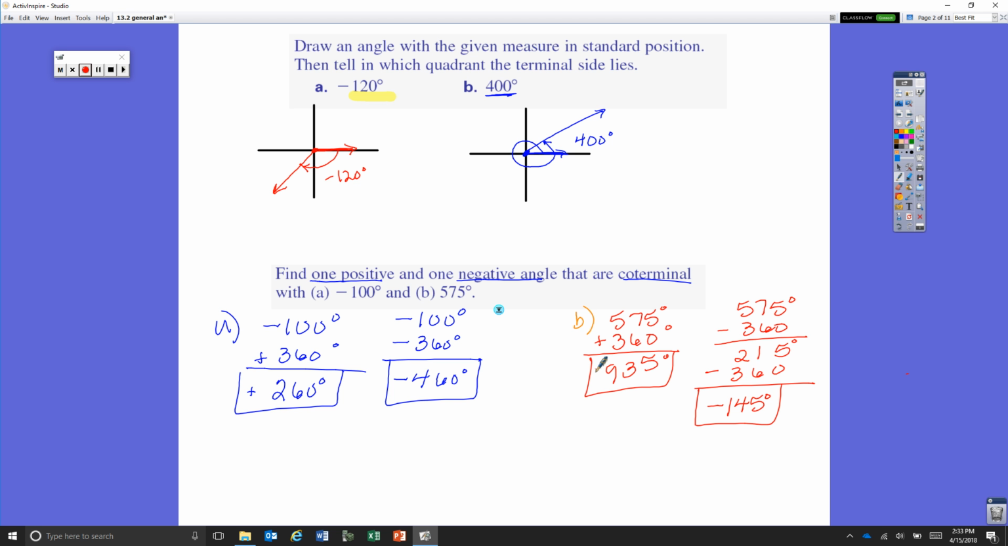Now in this case, I could have also said positive 215 would end at the same place too, and then subtracted another 360. So it just depends where you're at. But to get positive coterminals, add 360s. To get negative, subtract 360s. And you may have to do it more than once.